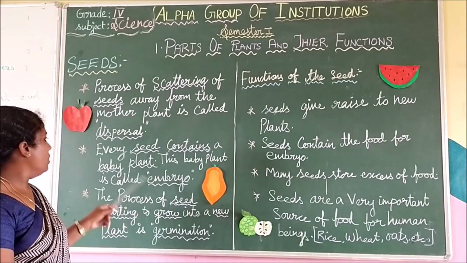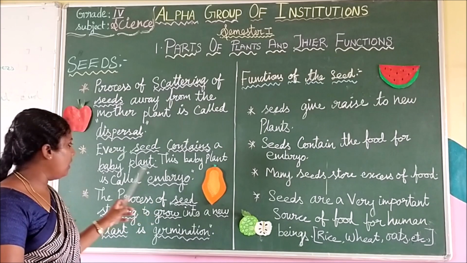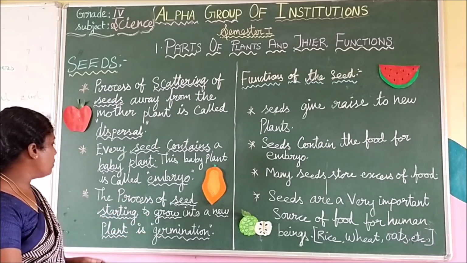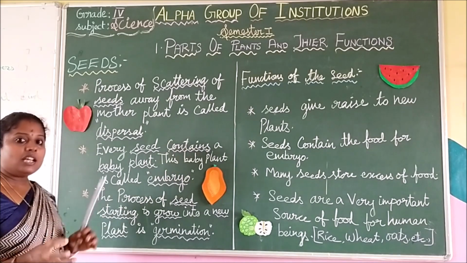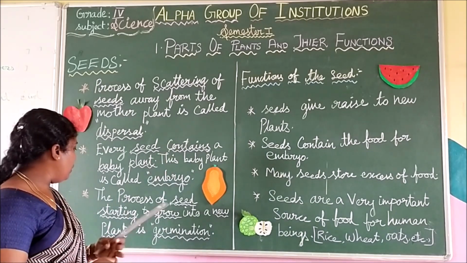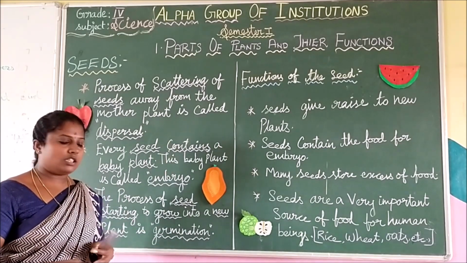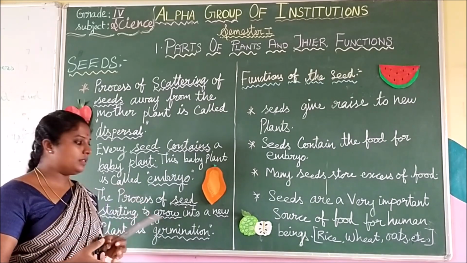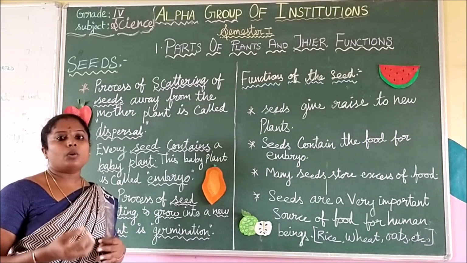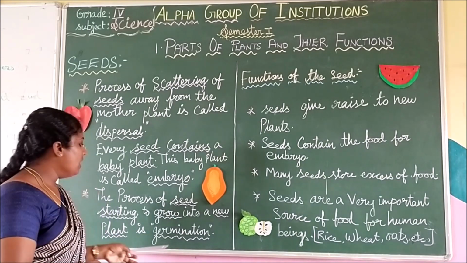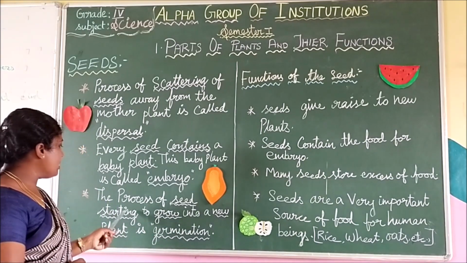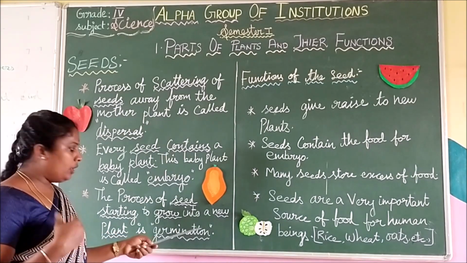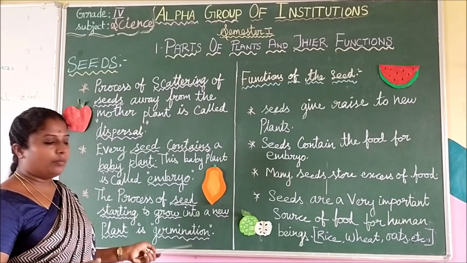Every seed contains a baby plant. That baby plant is called the embryo. The process of a seed starting to grow into a new plant is called germination. The process of the embryo growing is called germination.